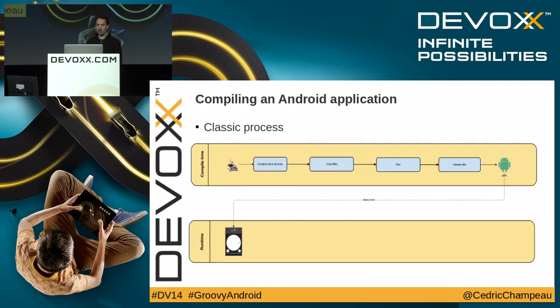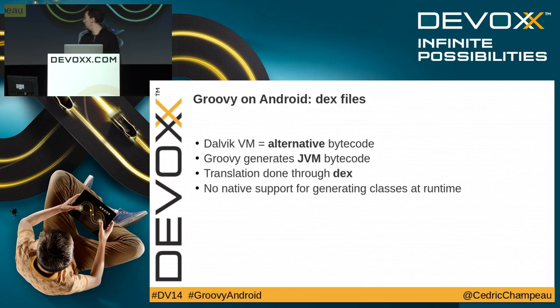Oops. I should use the keyboard because it's getting crazy here. So, dex files. What is a dex file actually in Android? So the Dalvik VM, well, the Dalvik runtime uses a different bytecode. Groovy generates JVM bytecode, and converting that bytecode to the Android bytecode is called dexing files. So it's a tool called dex that converts from one bytecode to the other. Android doesn't have support for doing that at runtime.